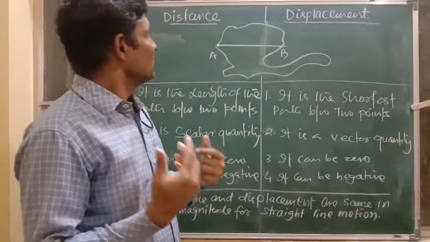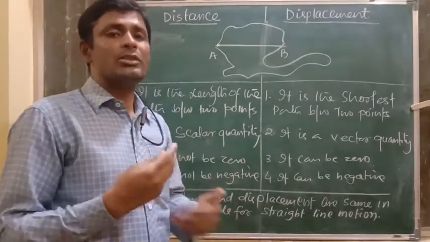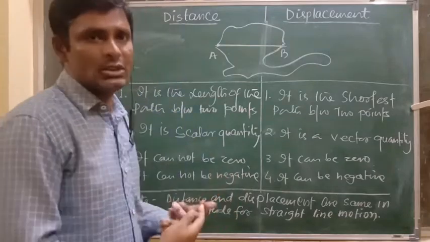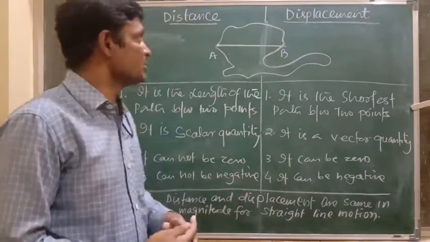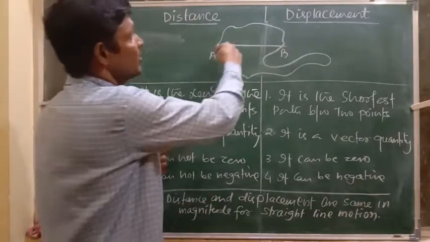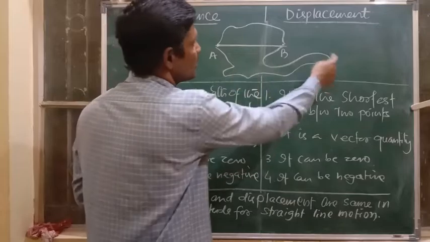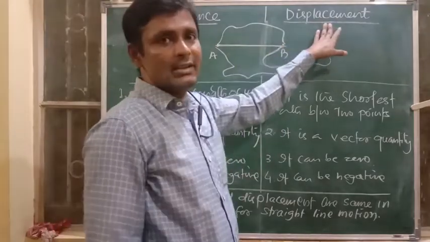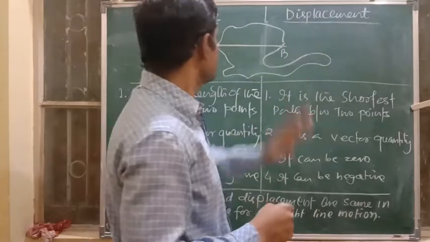Now here we are going to discuss how we can measure the position change of an object. There are two different ways in which you can measure the position change of an object. One type, when you measure the length of the total path between 2 points, it is distance, and displacement is the length of the shortest path between 2 points.